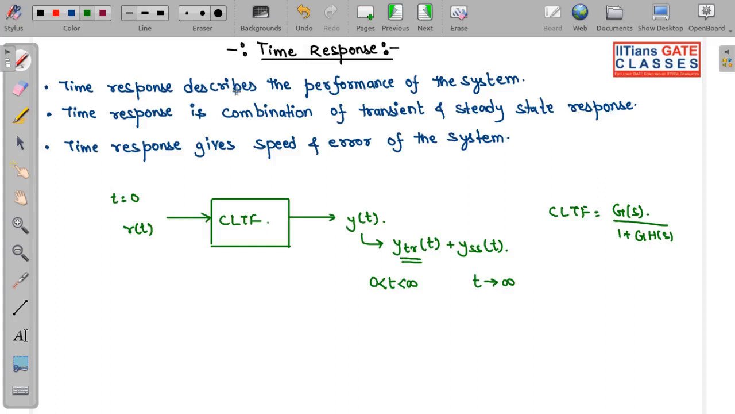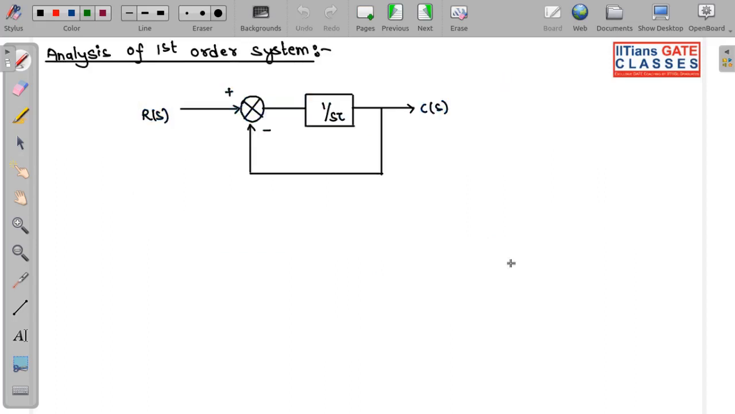So time response basically describes the performance of the system. Time response is a combination of transient as well as steady state response. Time response gives the speed and error of the system. Speed is defined by the transient time, and error is defined by the steady state output. So error is defined by the steady state output, and the speed is defined by the transient output.